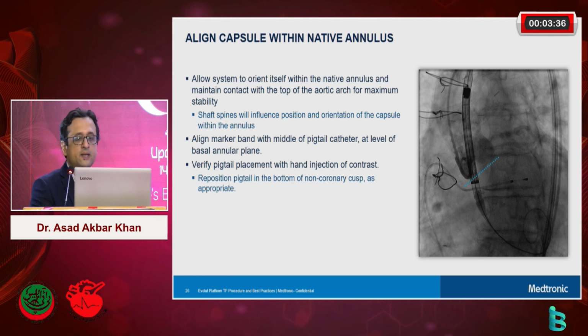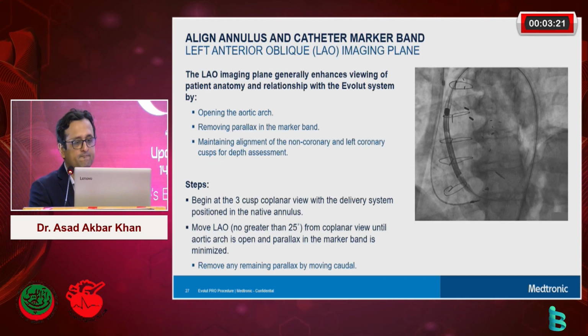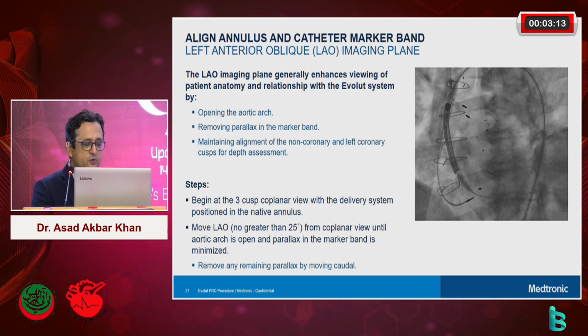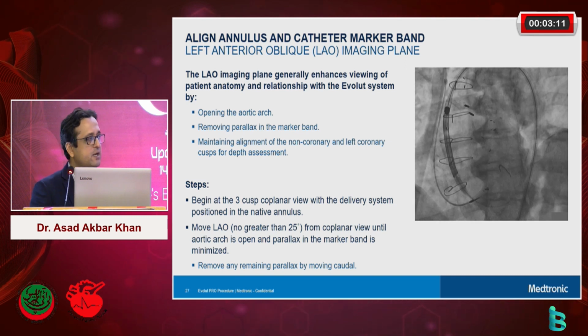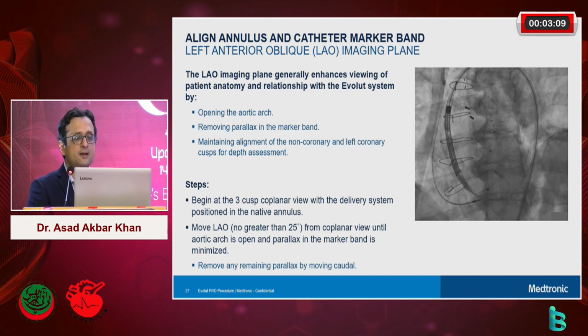Okay, so once you're in there, you align your valve capsule. This is for the coplanar view. If you're doing it in the cusp overlap view, we usually start a bit higher, usually at the middle of the pigtail, and that's because usually it drops in when you start deploying it. Most operators would be comfortable to start pacing from the start to make the valve more stable, because you're trying to avoid PVCs because they can push your valve up.